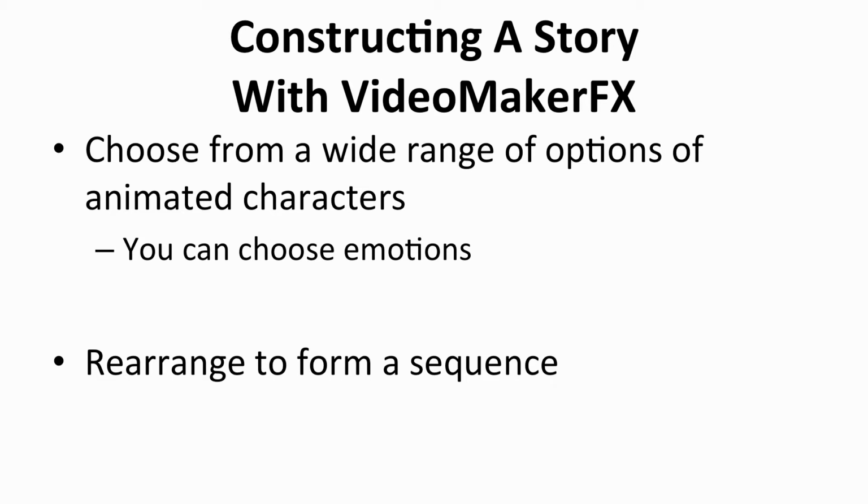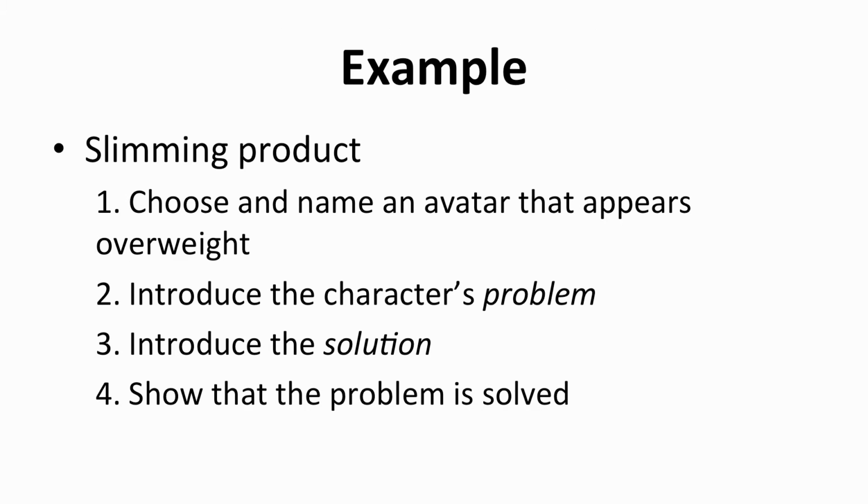Hence, with basic editing knowledge, you can rearrange these sequences to form a complete video. For example, if you're selling a slimming product, you can choose a character that appears to be overweight. This character is animated with emotions, so you can display that they are sad, with text appearing on the video. For example, meet Emma. She's been trying to lose weight.